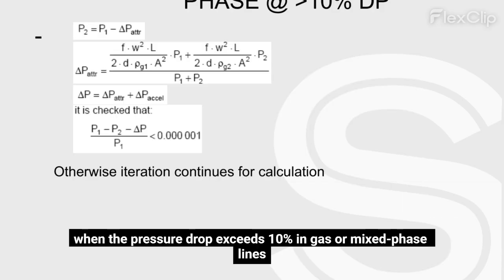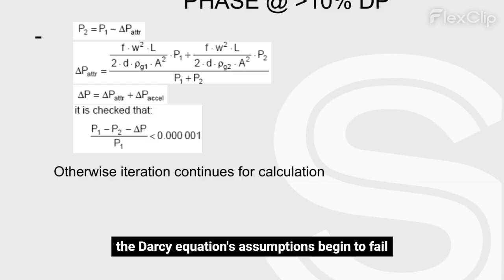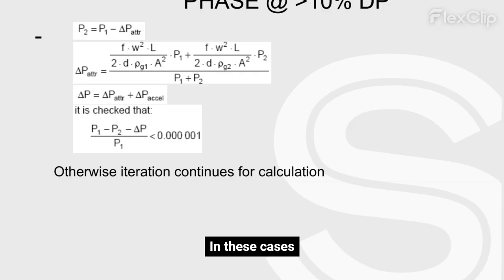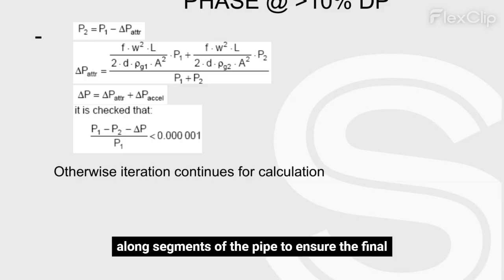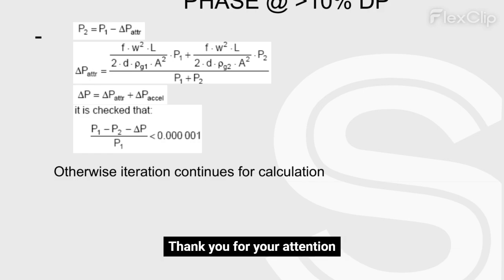Finally, when the pressure drop exceeds 10% in gas or mixed-phase lines, the Darcy equation's assumptions begin to fail. In these cases, we must use an iterative approach, calculating the change in density and velocity along segments of the pipe to ensure the final design is both safe and accurate.